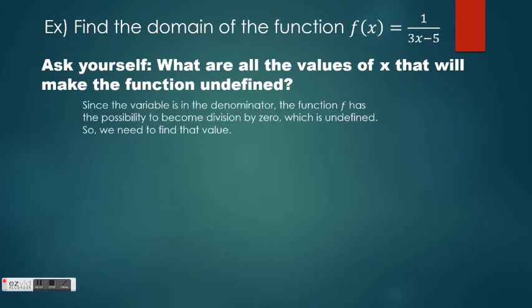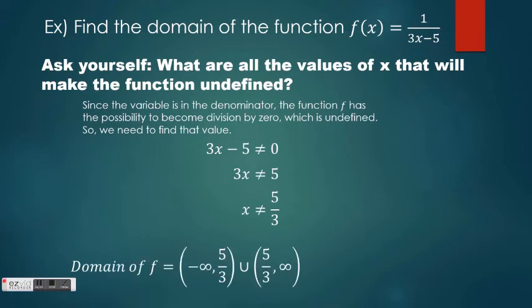Now, since the variable is in the denominator, the function f has the possibility to become division by 0, which is undefined. So we need to find the value that will make this denominator 0. So let's set up an equation. 3x minus 5 cannot equal 0, and let's solve for that. We'll find that x cannot equal 5 divided by 3. This is the only value that is not allowed in f of x. Therefore, the domain is everything else.